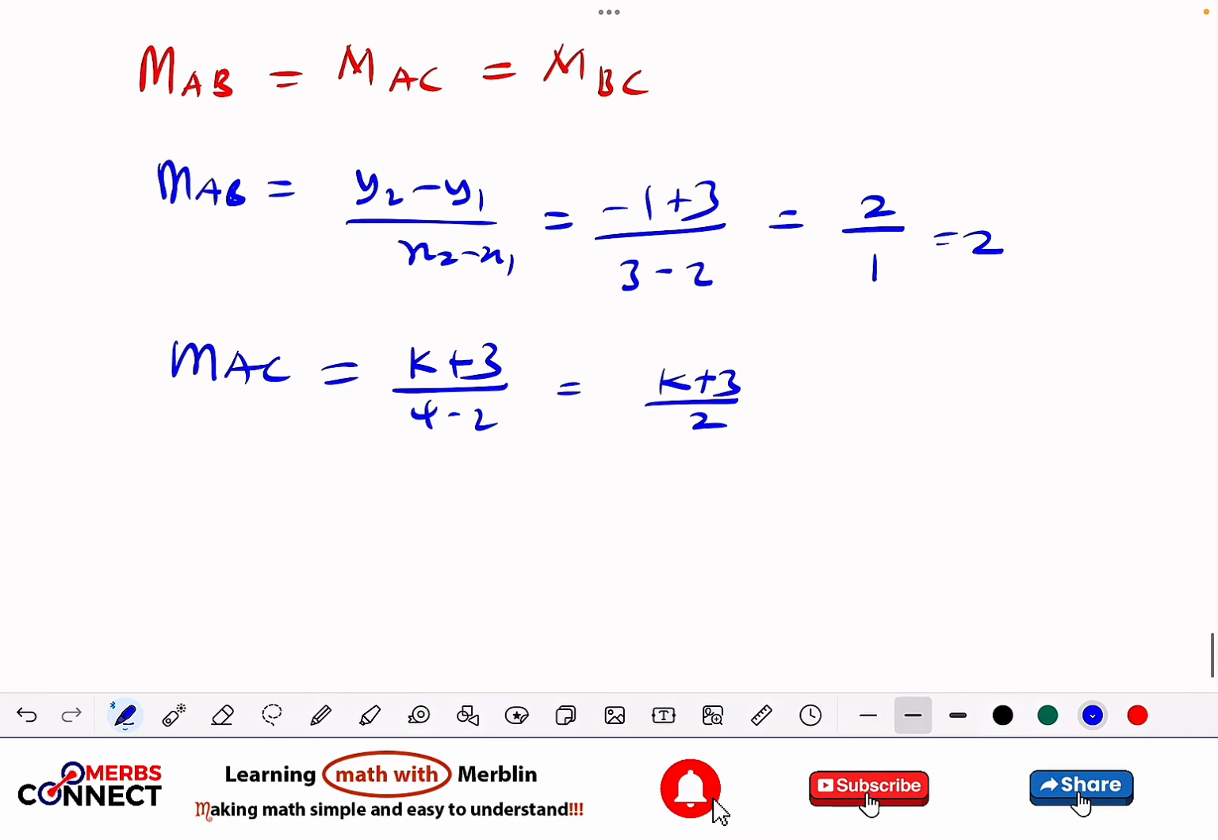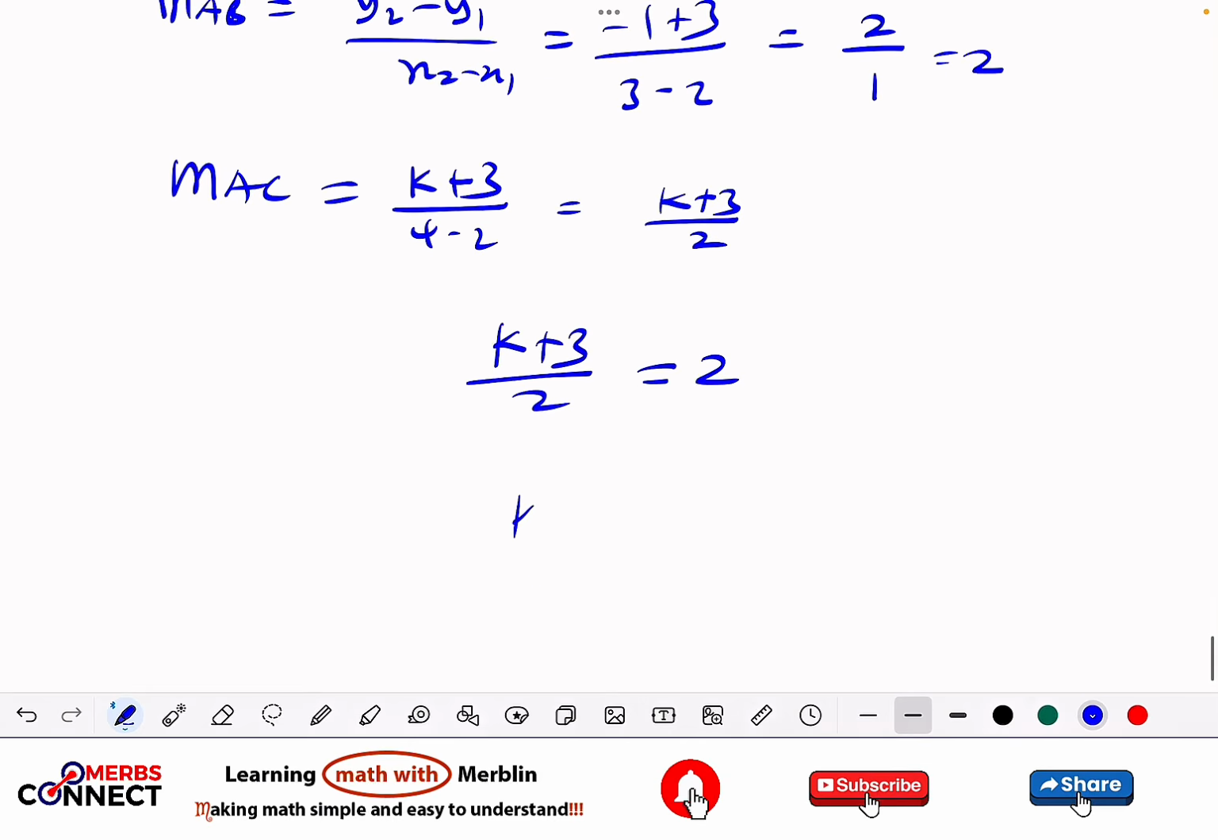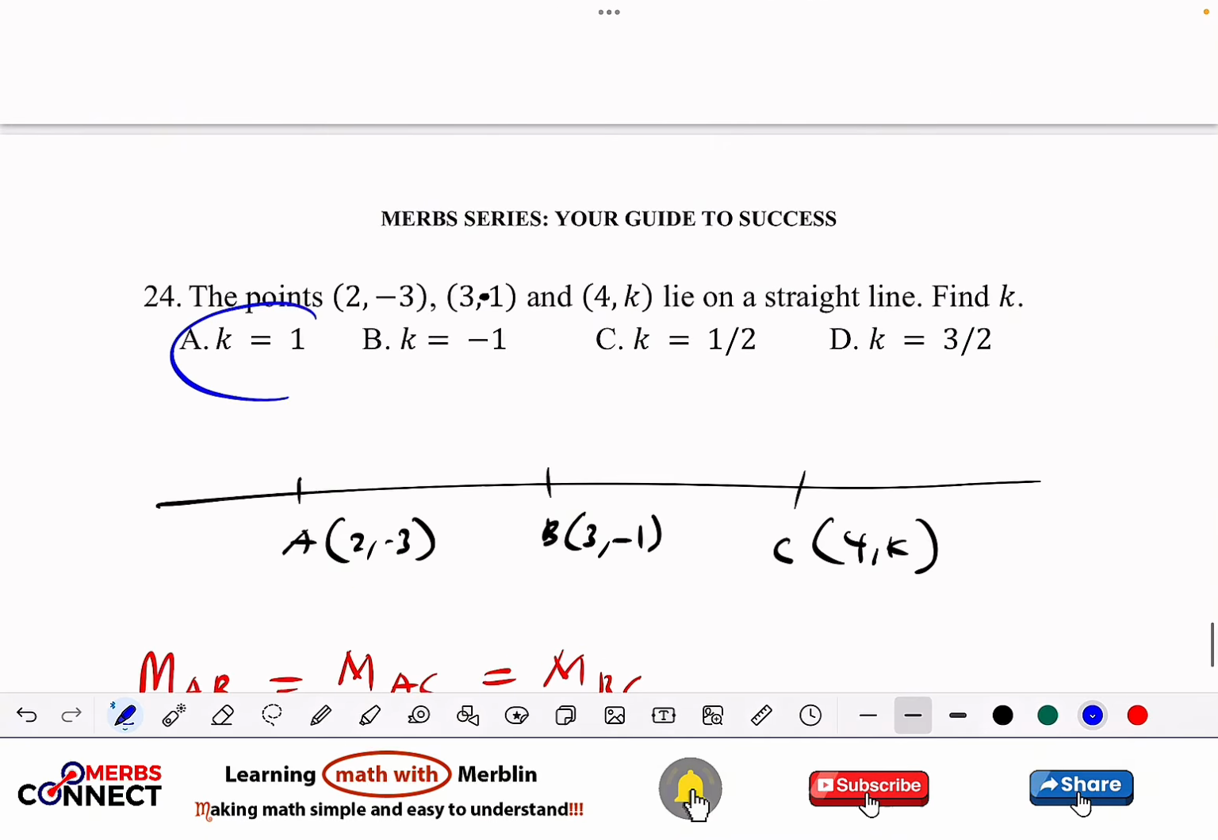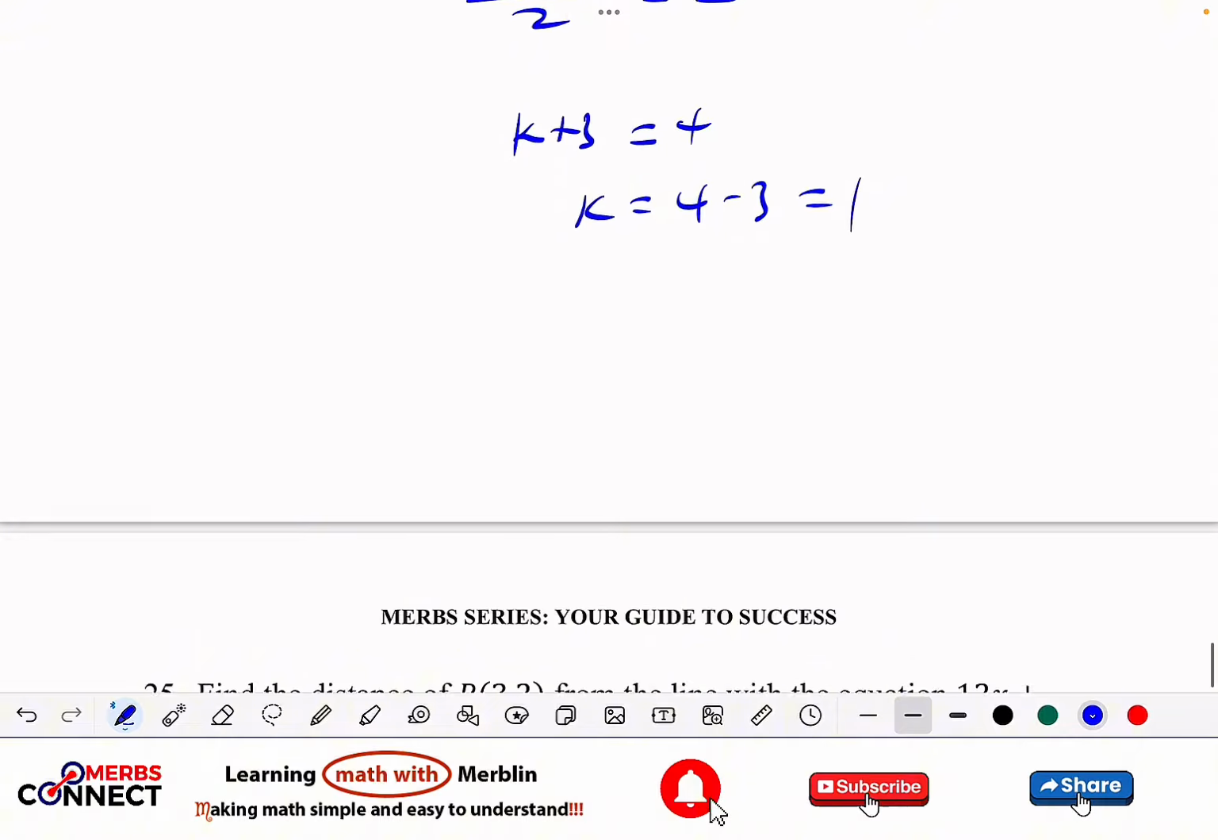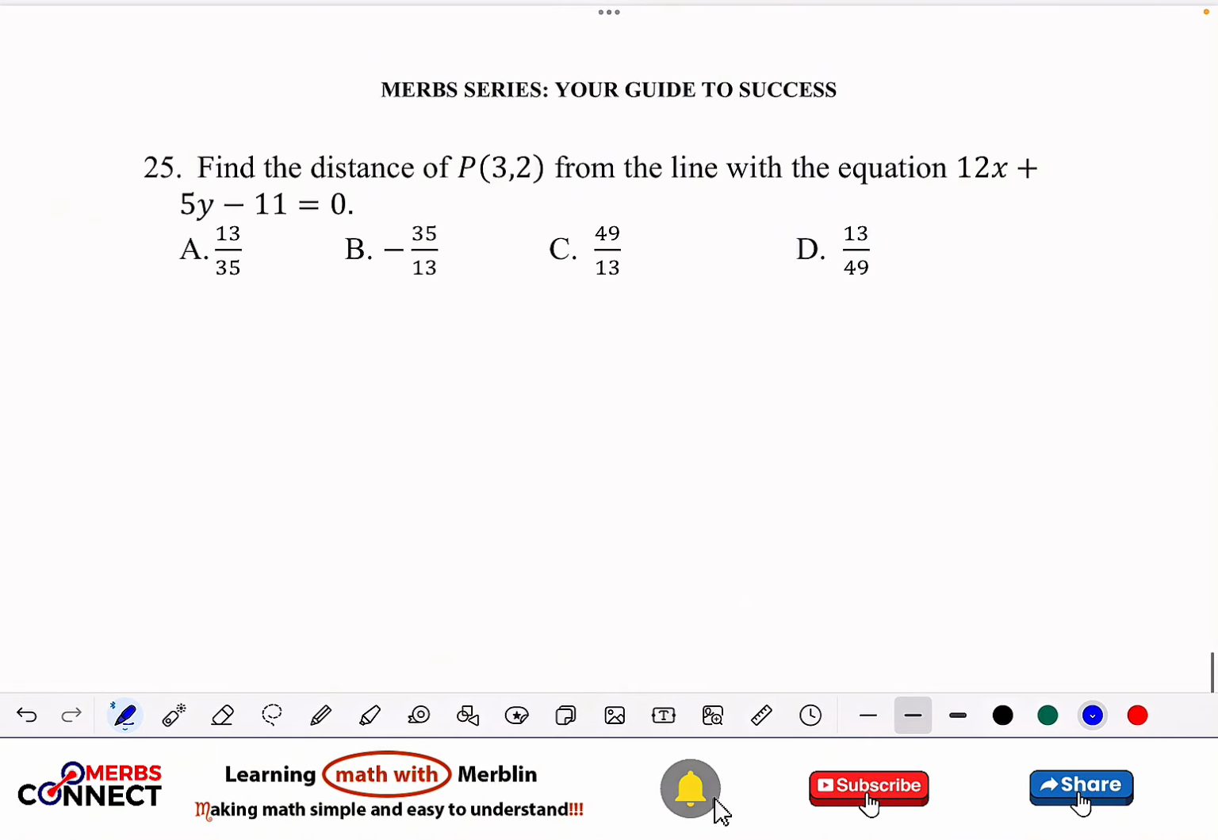So now I can equate them. So I'm going to have k plus 3 over 2 is equal to 2 here. And then k plus 3 is equal to 4. And k will be equal to 4 minus 3, which is equal to 1. So k should be 1, so that they can have the same slope. Now let's look at question 25.